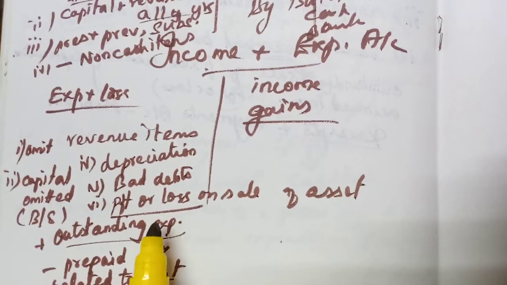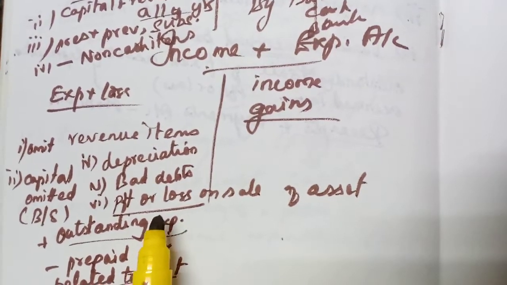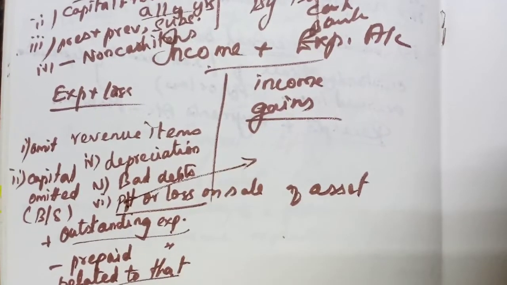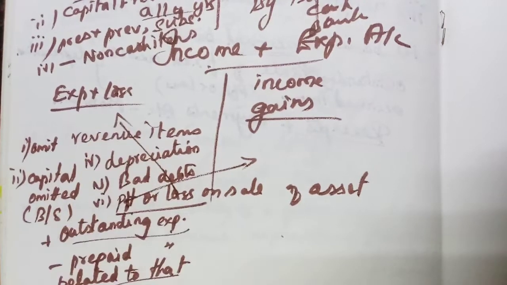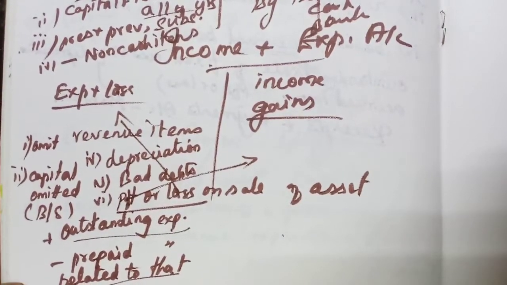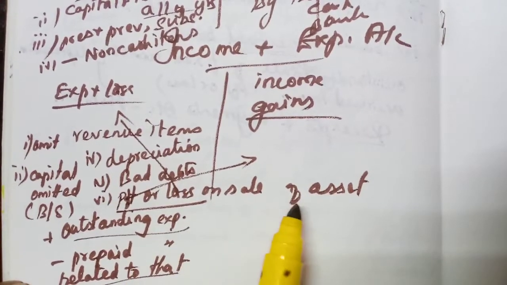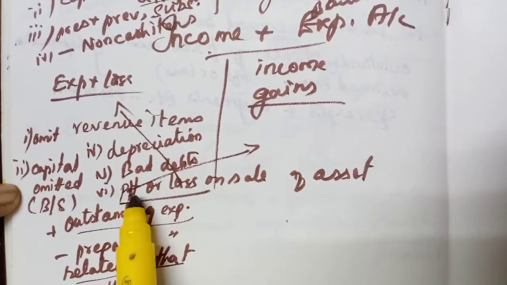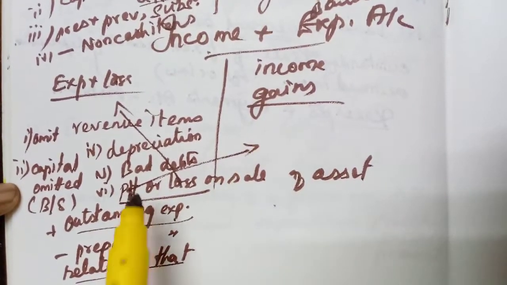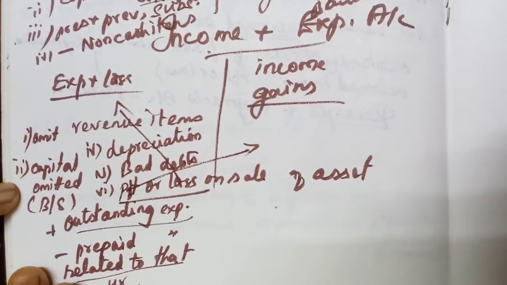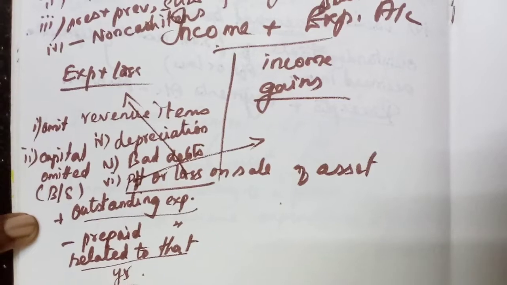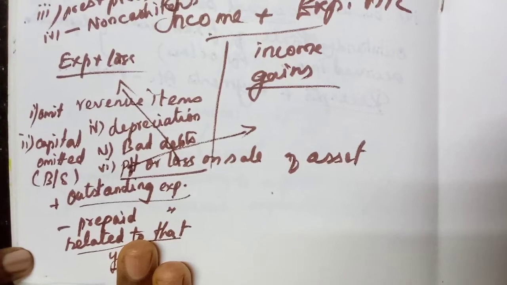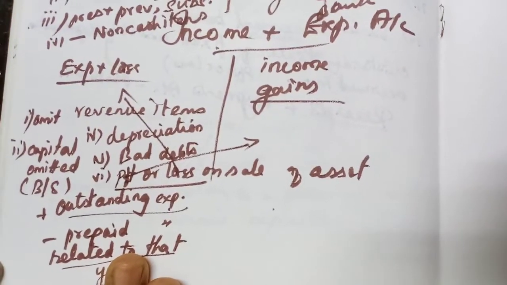So they may give how much they have sold, and the book value will be given. So we have to calculate whether it is a profit or loss. If it is a profit, it will be shown on the income side. If it is a loss, it will be shown on the expense side. Understood? So on the particular sale of asset we have to find out whether we have gained or lost. If we have gained something, that should be written on the income side. If we have lost something, we have to write it on the expenditure side. Understood?